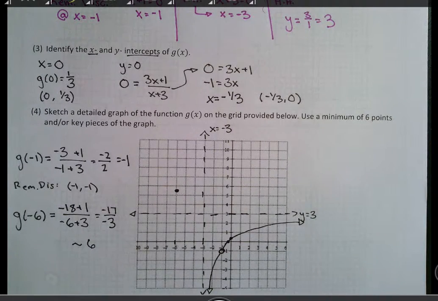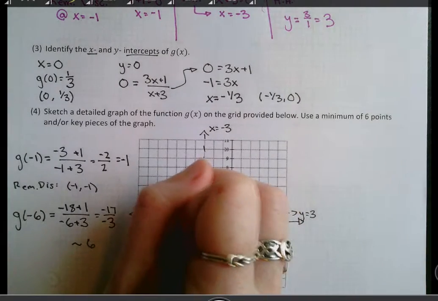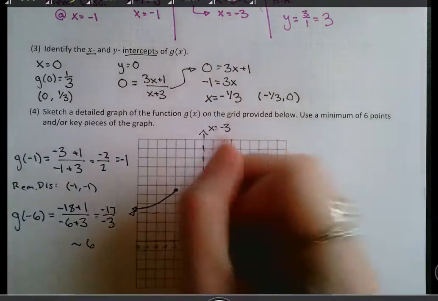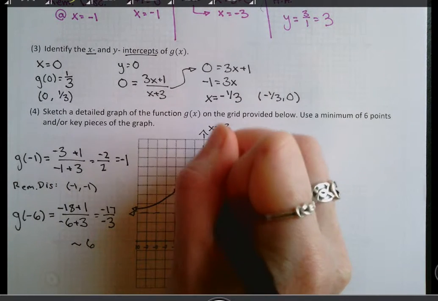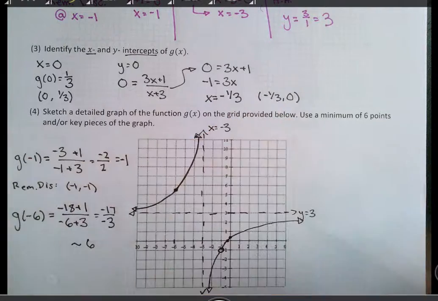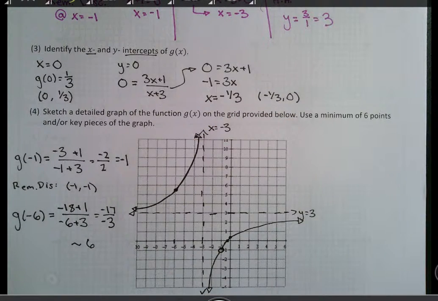I only really need that one point to get an idea of the shape of my graph. Because I know it's going to come down and approach this asymptote, because that's part of our definition of an asymptote. And it's going to go over and approach this one and continue up. So that is our detailed sketch of our graph. We'll do another portion on this in the next video, but this is it for that first part.